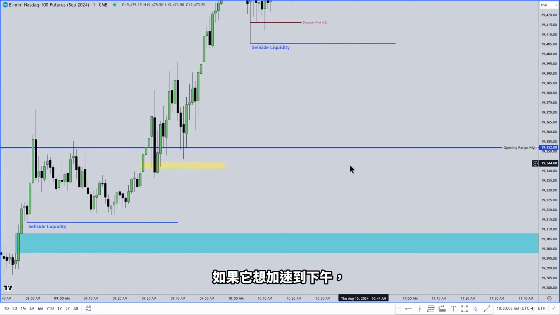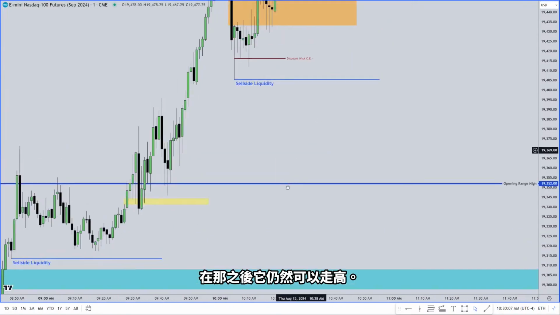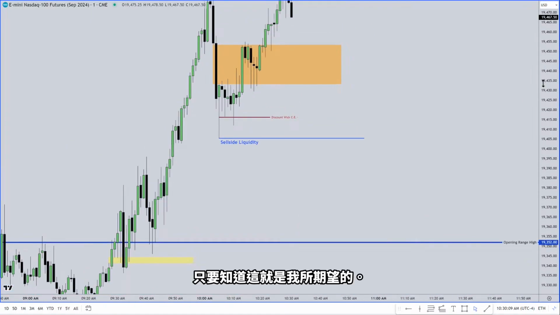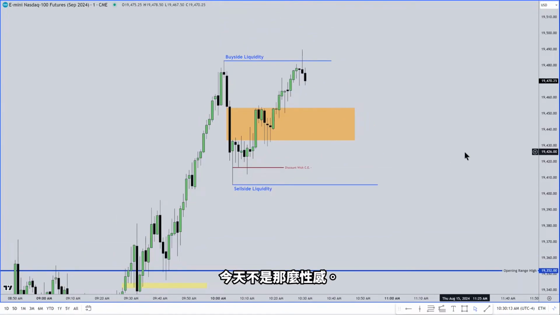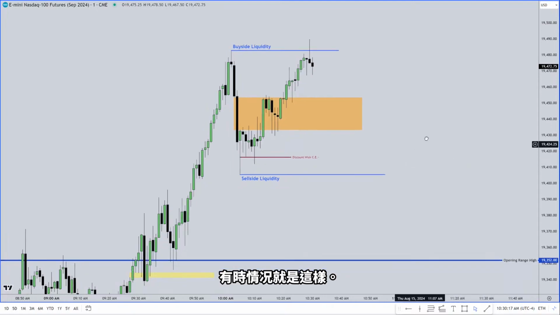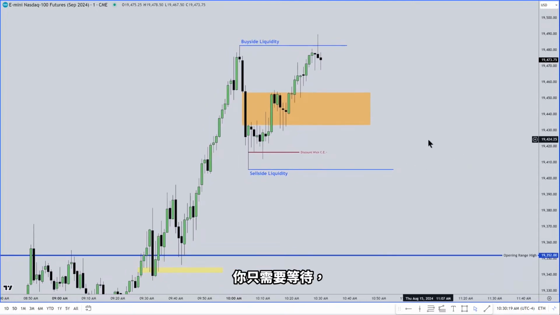And if it wants to accelerate through that into the afternoon, and then liquidity there, it can still go higher after that. Just know that that's what I would expect. And I think that's going to be it. Not all that terribly sexy today, but that's how it's going to be sometimes when you're trading your own money. You're just going to have to wait and not force it.